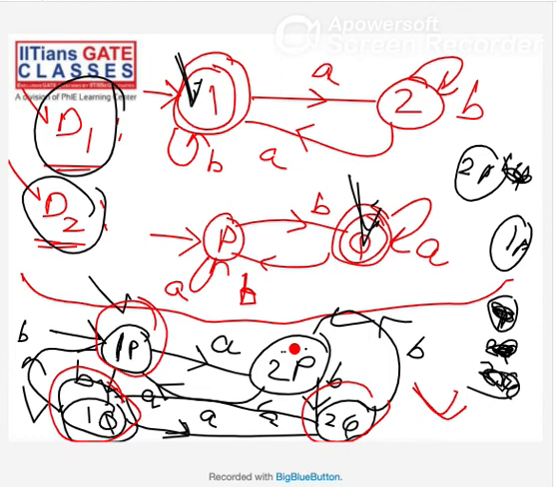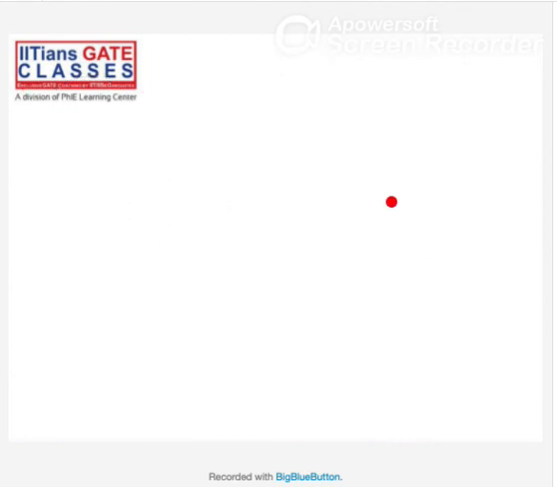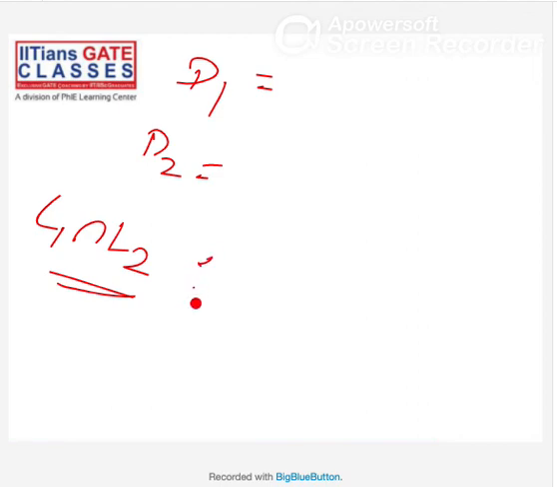So this is the product automata construction. This is a very easy construction. Let me tell you, you have a DFA D1, and you have some DFA D2. Now let's assume you want L1 intersection L2. Then what you can do is the product automata construction. This construction is very easy.